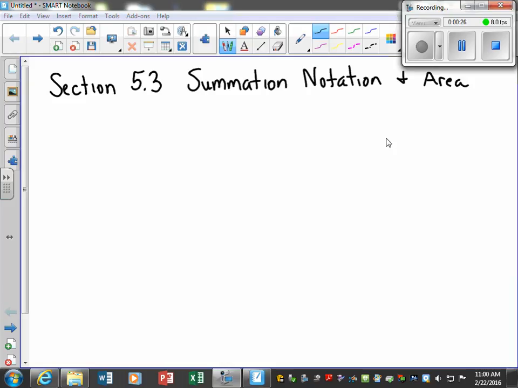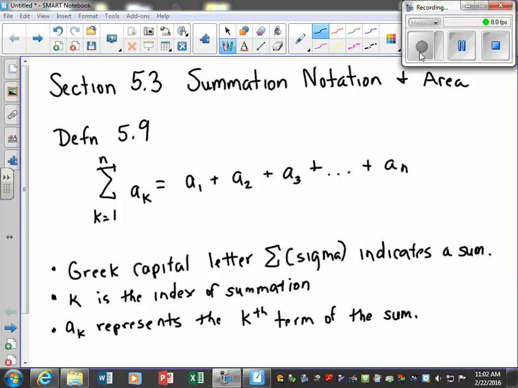So the first definition is going to be 5.9. This is in your textbook. Okay, so pause it for a minute to write down definition 5.9. This is going to be our definition. This is the Greek letter sigma, and it indicates a sum. So we're going from 1 to n, using a sub k, which just represents the kth term of the sum. And it would just tell us to go a sub 1 plus a sub 2 plus a sub 3 plus a sub 4 plus a sub 5, dot dot dot, all the way to a sub n, the nth term.